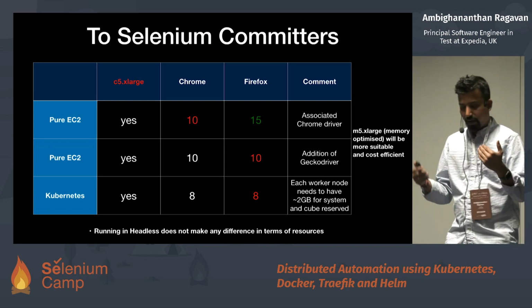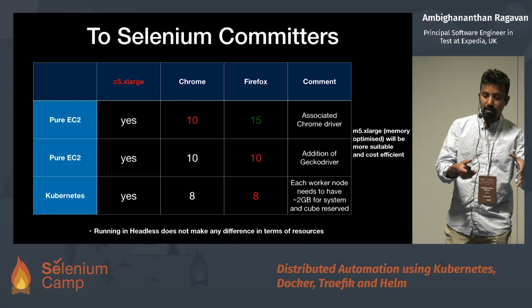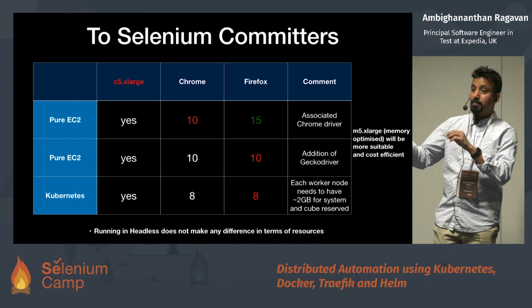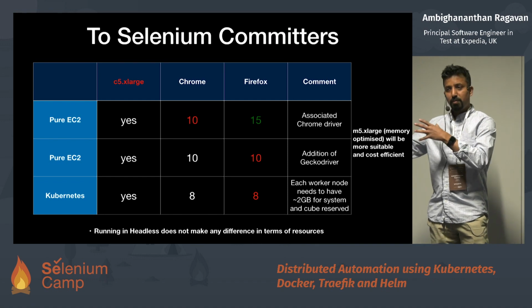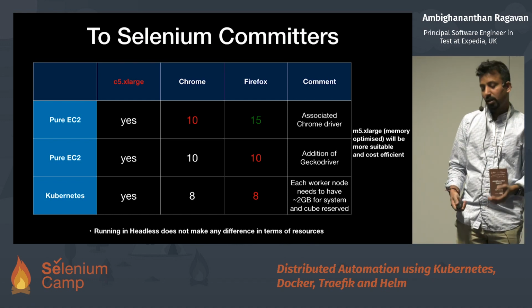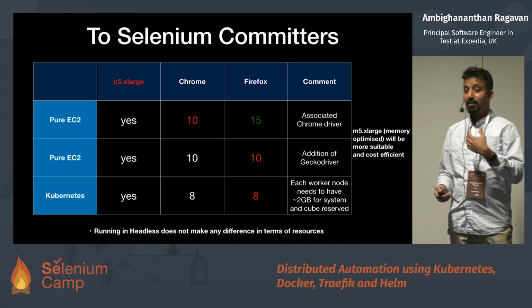But I also thought, okay, I should probably stop using C5X large because it's compute optimized. I should use M5, which is memory optimized, because browsers need more memory than CPU, and try if it makes a difference in numbers. So I will update probably in the next presentation or somewhere if it makes any difference.